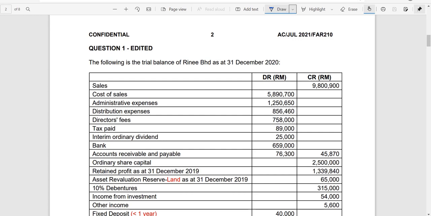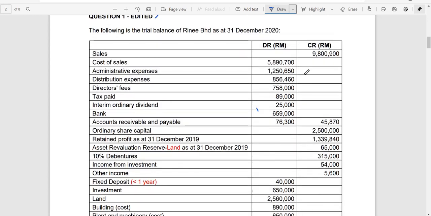So let's look at the question. I've picked a question, which is question 1 from the exam FAR210 July 2021, but this is the edited version. A few things that I've edited, and you will see that the editing part is the one in red. Okay, let's look at the questions.